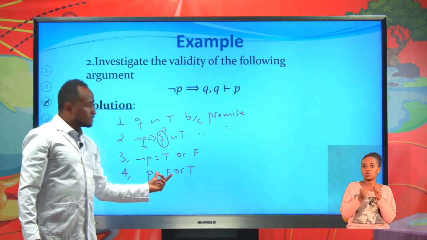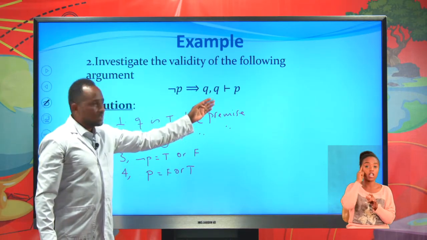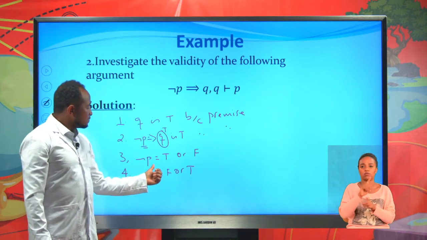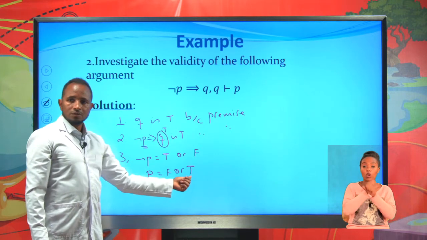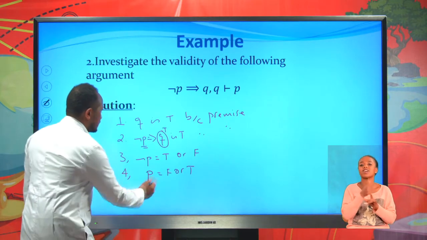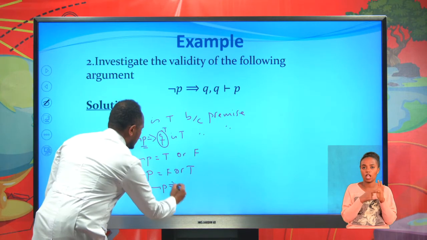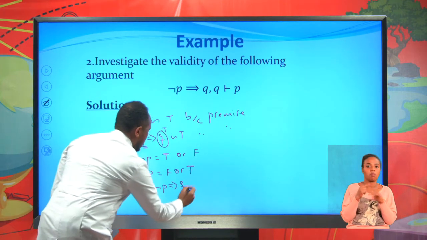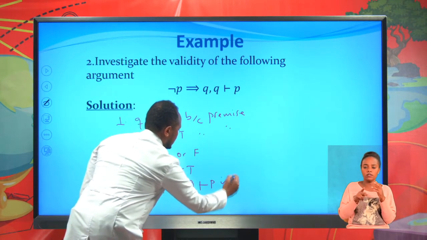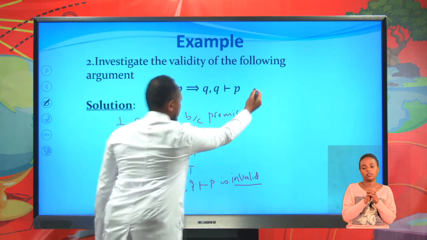So, this statement is invalid because assuming the premises to be true, the conclusion must be exactly true, otherwise it's not valid. But here, the conclusion P is not exactly true. It may be also false. Because of this, this statement is invalid. Therefore, here, negation of P implies Q, comma, Q gives you P. This is invalid.